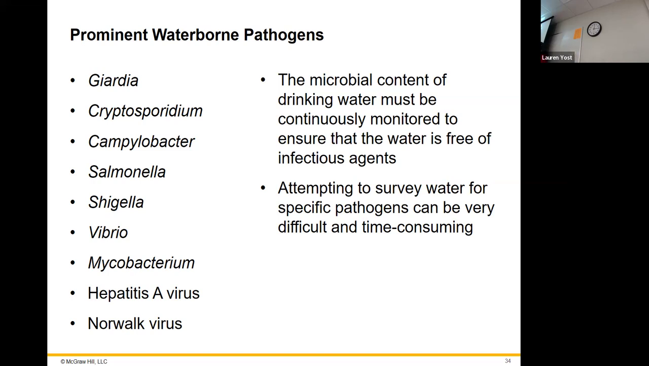So what we do is we can't always test for these guys all the time. And if they're not there, that doesn't mean that they couldn't be there. Is the actual process effective? That's what they want to know. They don't want to wait until it comes out that everybody's getting Shigella in the environment, right? They don't want to wait for that.